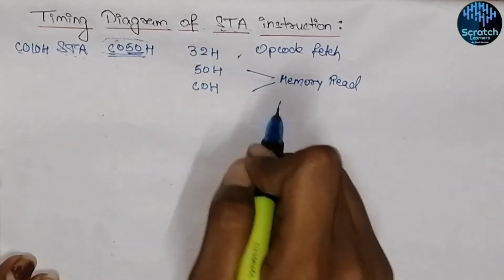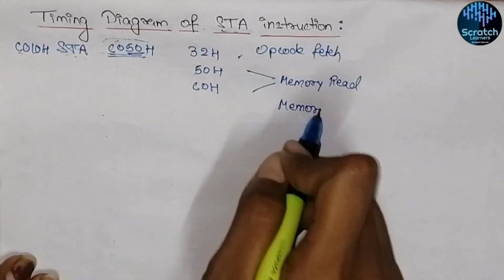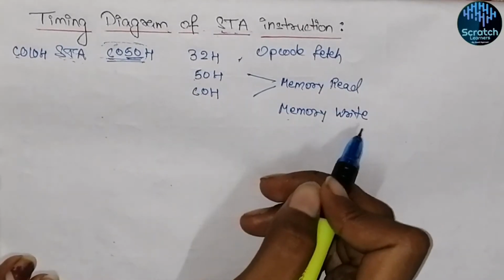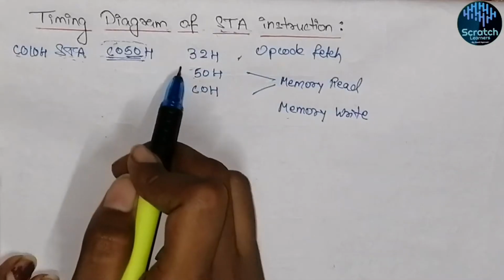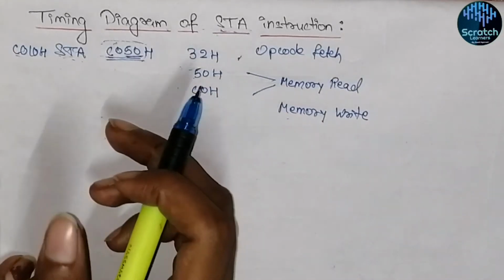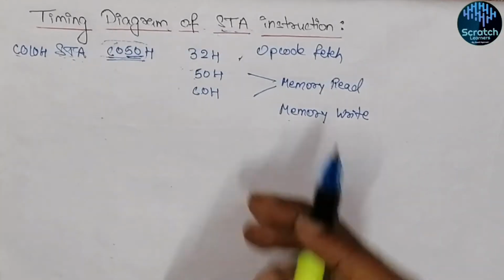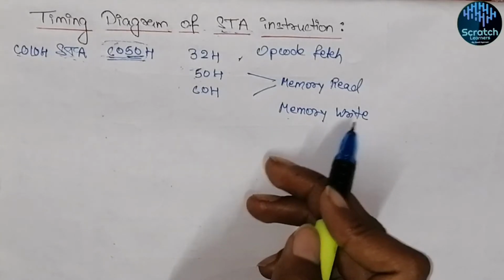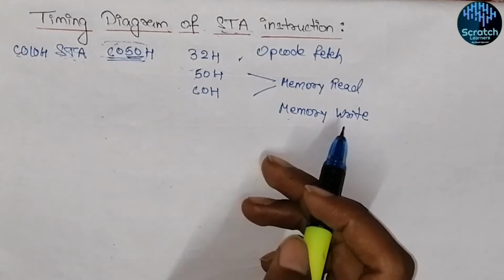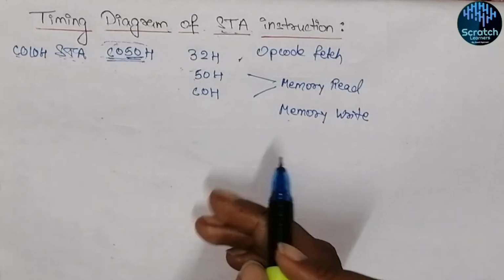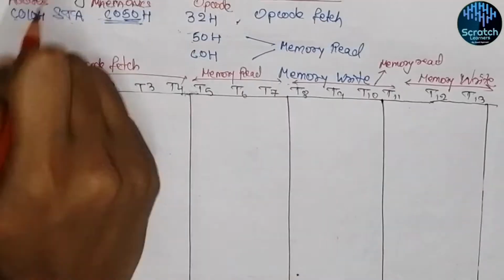Both of these steps are memory read. The last machine cycle will be a memory write machine cycle. Why so? Because after reading the address, we need to write the content of the accumulator into this address. So this is a memory write machine cycle which stores the accumulator content into the memory. Now let's draw the timing diagram.